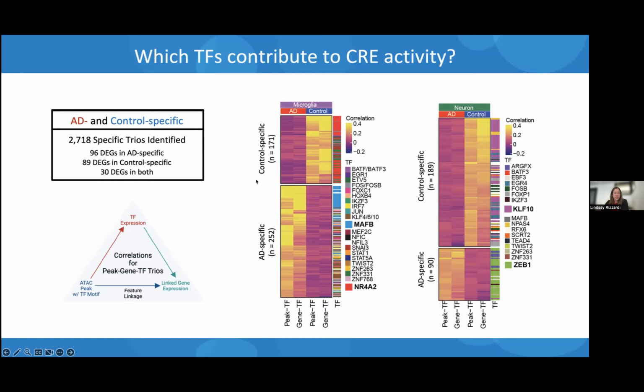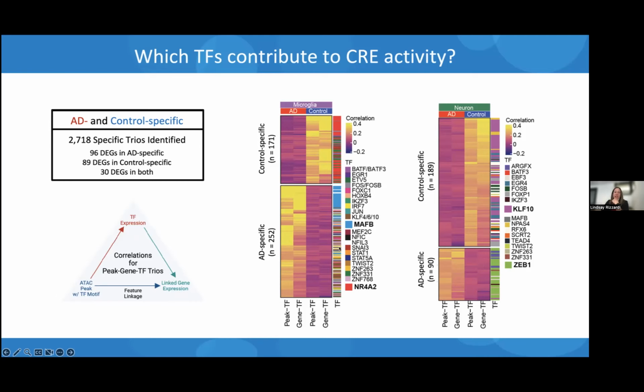And so when we start to plot this, what we're looking at here in these heat maps, for the AD samples or the control samples in a given cell type, is the peak TF correlation. Remember, that was the second leg of our triangle, peak TF correlation, and then our gene TF correlation, which was the third leg of our triangle, for each of these AD or control specific trios. The bottom is our AD specific, and the top is our control specific. And you can see these correlations are higher in control or AD, as shown here.